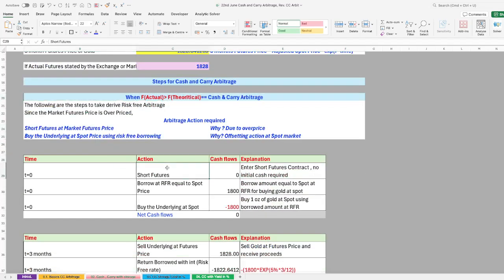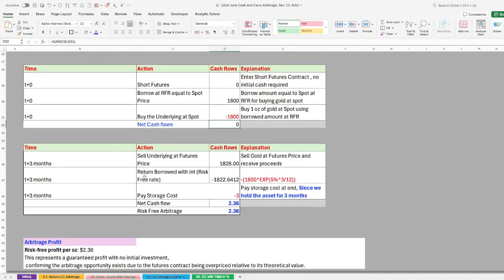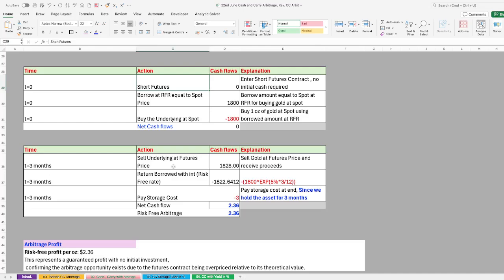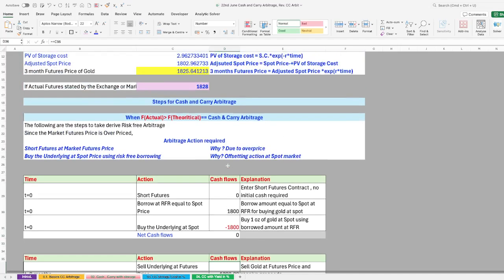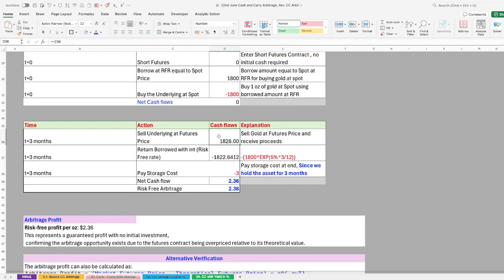Again, we do the same steps as in the first basic model. Short the futures because the price is overpriced, with no cash flows here. Then borrow at the risk-free rate an amount equivalent to the spot price, because we are going to buy the underlying at 1,800, so the net cash flow is zero here. On expiry, since we sold the futures, we have to sell the underlying at the futures price, which is plus 1,828. Now return the borrowed money with interest, minus 1,800 times exponential of the risk-free rate times the time.